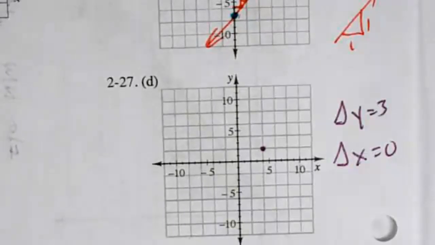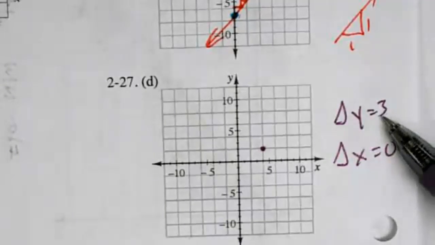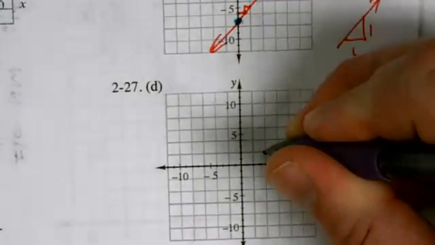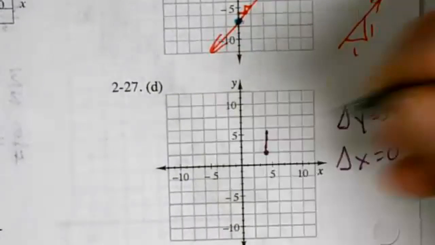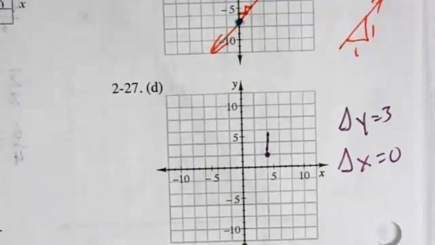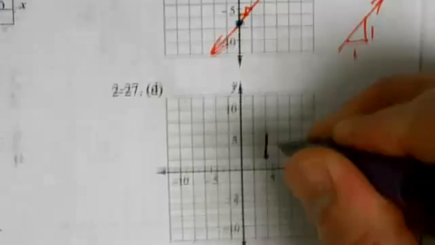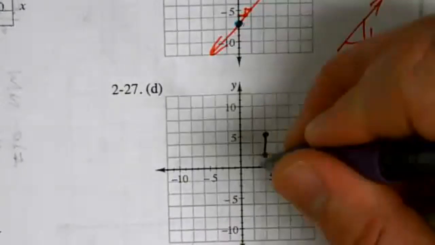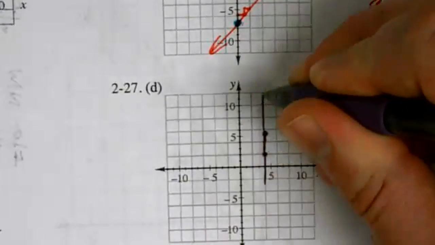And my change in y is 3. Is that up or down? Y is up and down. Which one is +3? +3 would be up, correct? So I'll count up 3: 1, 2, 3. And then my change in x is 0, so I don't go left or right at all. So we don't really have a triangle here. If I were to connect those dots and continue them, it's going to look something like this.